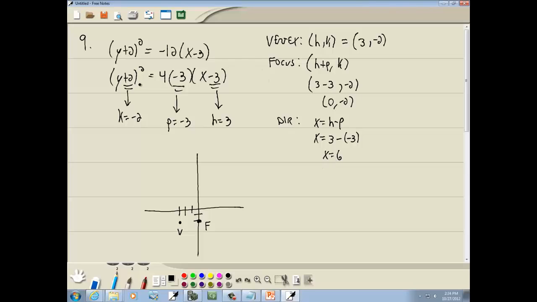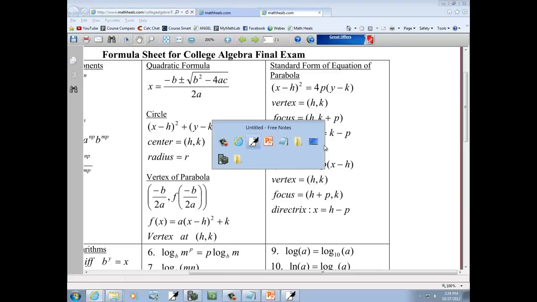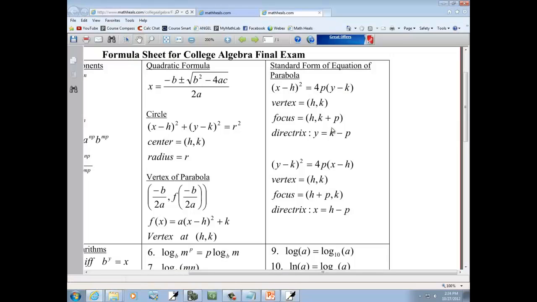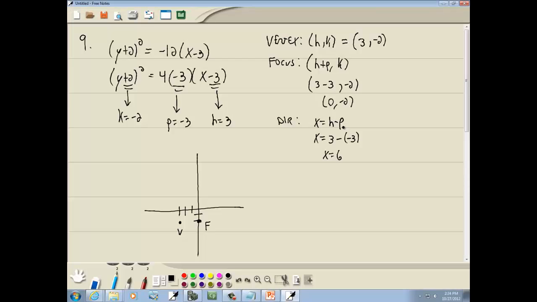I got something wrong here. Let me check. K is -2, h is 3, p is -3. Vertex is 3, -2, (h, k). Squared is on the y. So it's (h plus p, k). H is 3 plus p, which is -3, that's 0. K is -2. And x equals h minus p. So we got h, which is 3, minus p, which is -3. We got x equals 6.